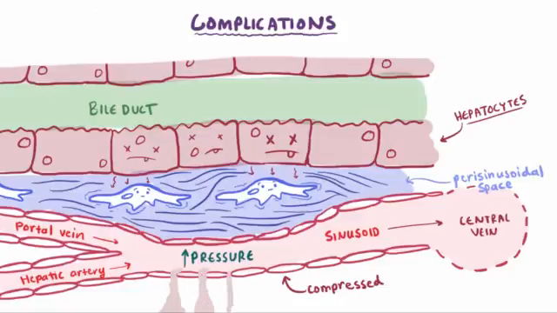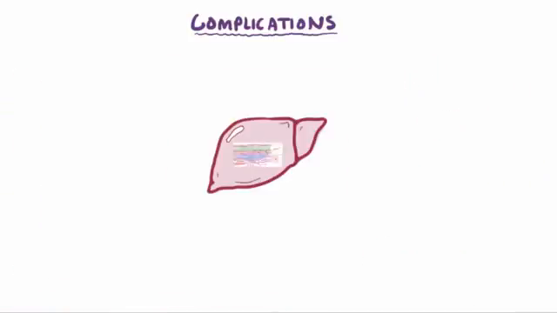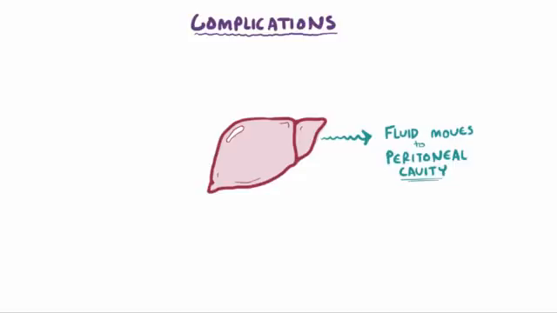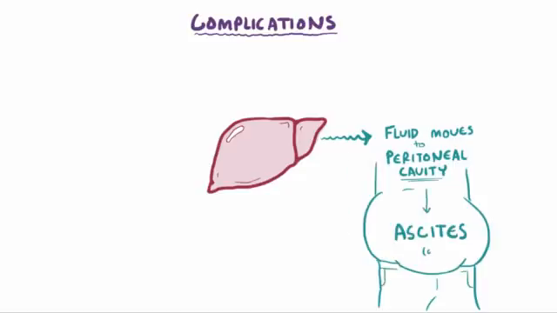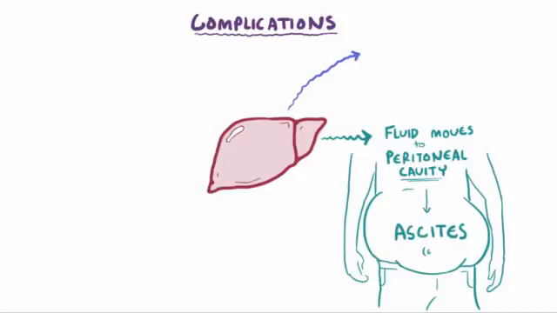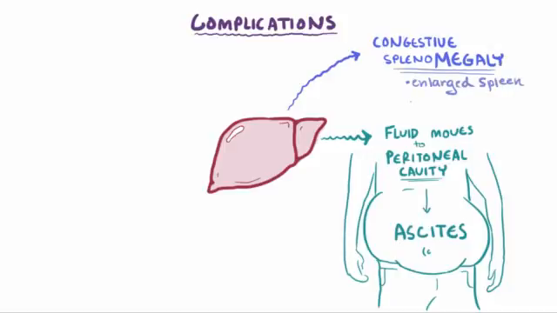Higher portal vein pressure means that fluid in the blood vessels is more likely to get pushed into tissues and across tissues into large open spaces, like the peritoneal cavity. That's why cirrhosis leads to excess peritoneal fluid, a condition called ascites, and can result in complications like congestive splenomegaly and hypersplenism, where the spleen becomes enlarged because all this fluid and blood can't get into the liver and backs up into the spleen instead.